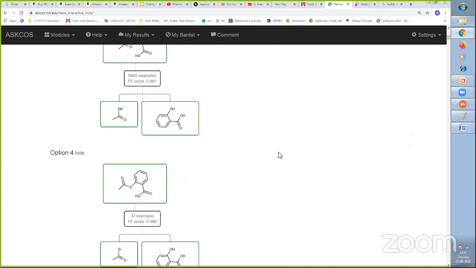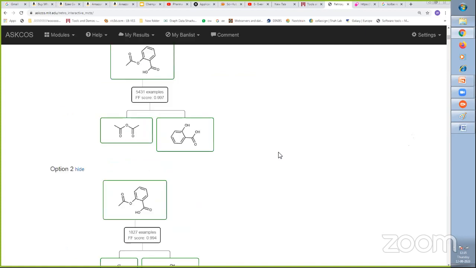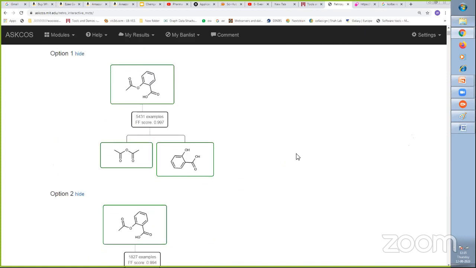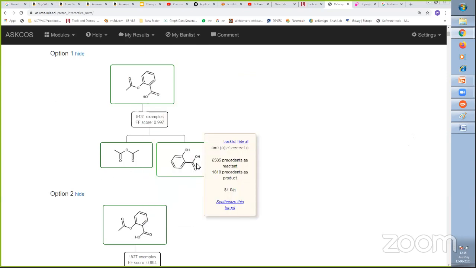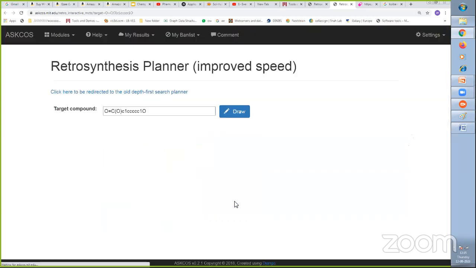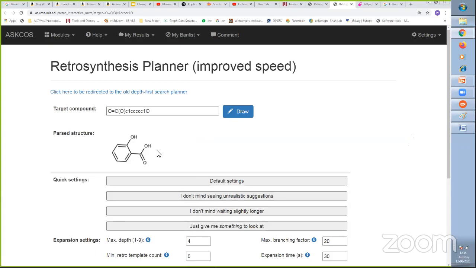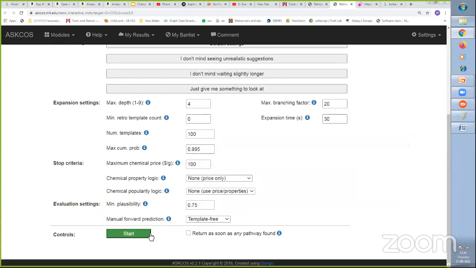Coming to option 1, we'll restrict to option 1 now. If it's green, it means it's available from the vendor. If it's red, it means you have to synthesize it. Now, salicylic acid is available, but you want to synthesize this target. That is also possible. So now we are trying to synthesize the salicylic acid itself. Use default settings and then you come and start.